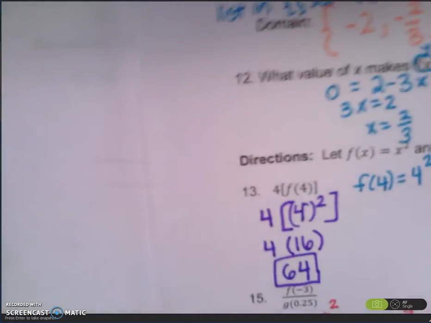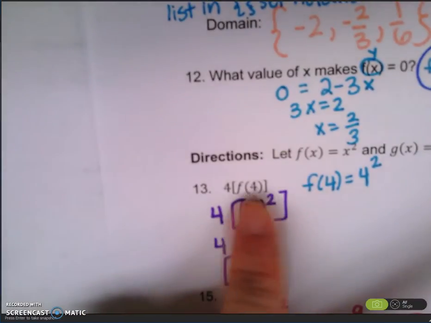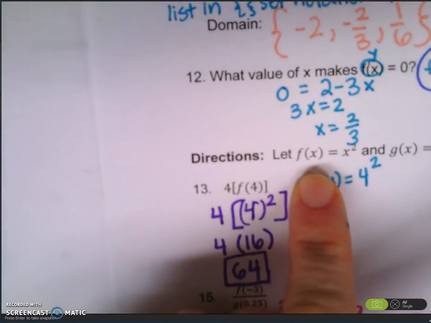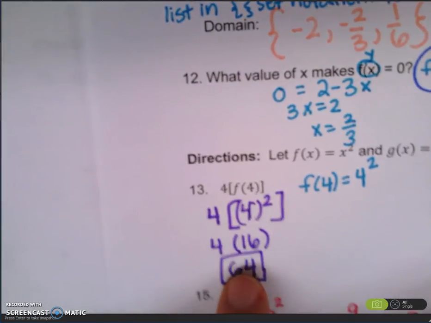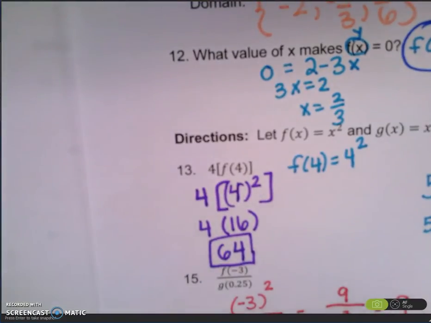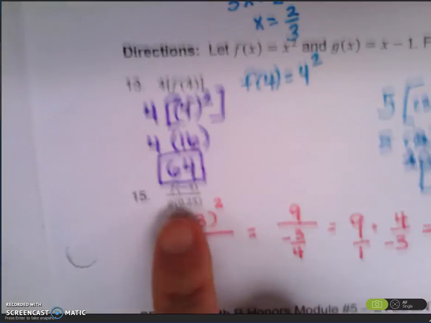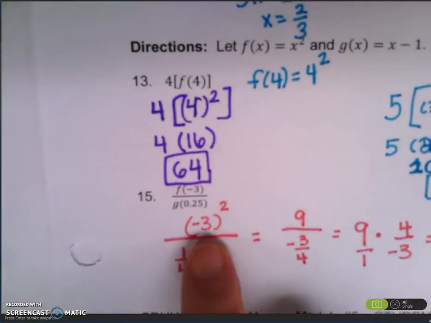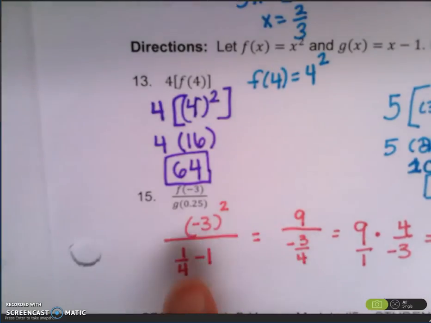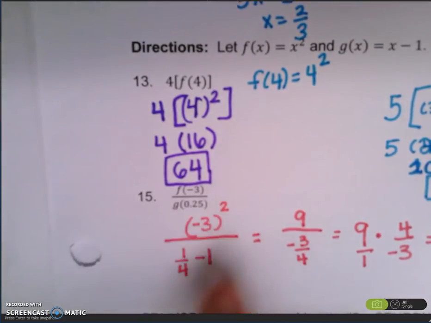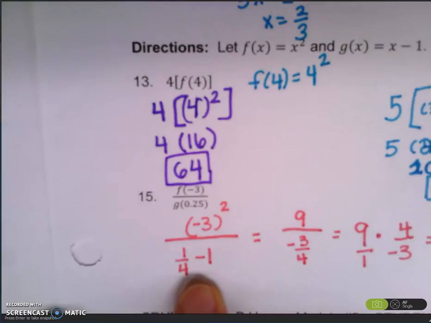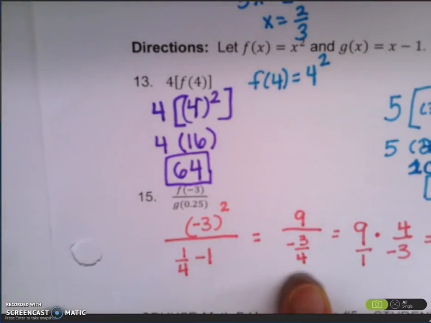Okay, hopefully that was enough time to finish 13 and 15. Let's see how we did. Looking at 13, when I substitute in 4 into function f of x, I have 16, and 4 times 16 is 64. On 15, f of -3, the function f of x, the value for -3 is 9, and the function g of 1/4, the function g of x evaluated at 1/4, is 1/4 minus 1, which is -3/4.